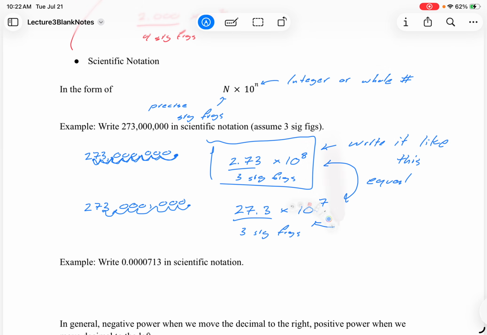Even though this one is technically correct, chances are you're not going to see it like that. So yeah, 7 jumps, 10 to the 7 power. 8 jumps, 10 to the 8 power, right? Let's go ahead and continue some more.